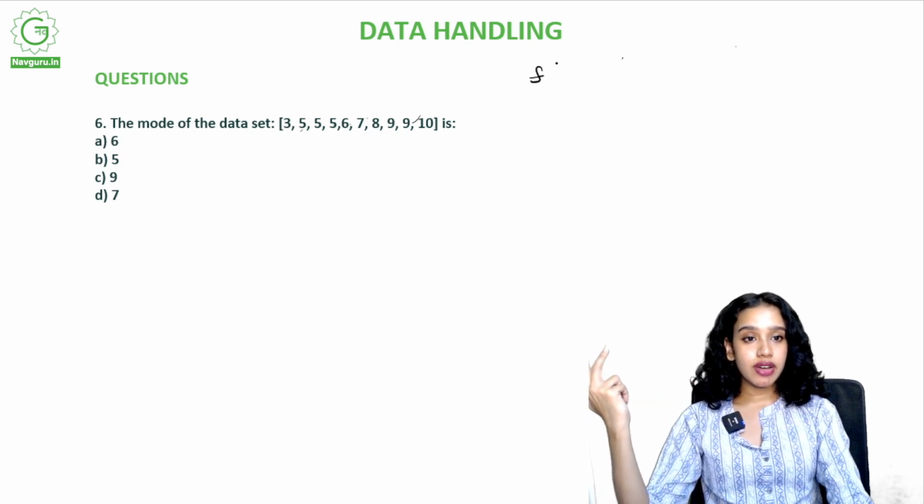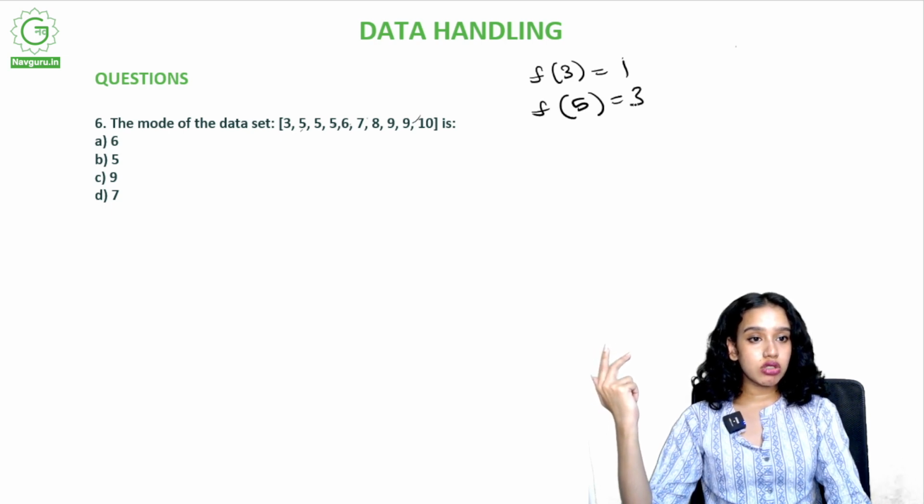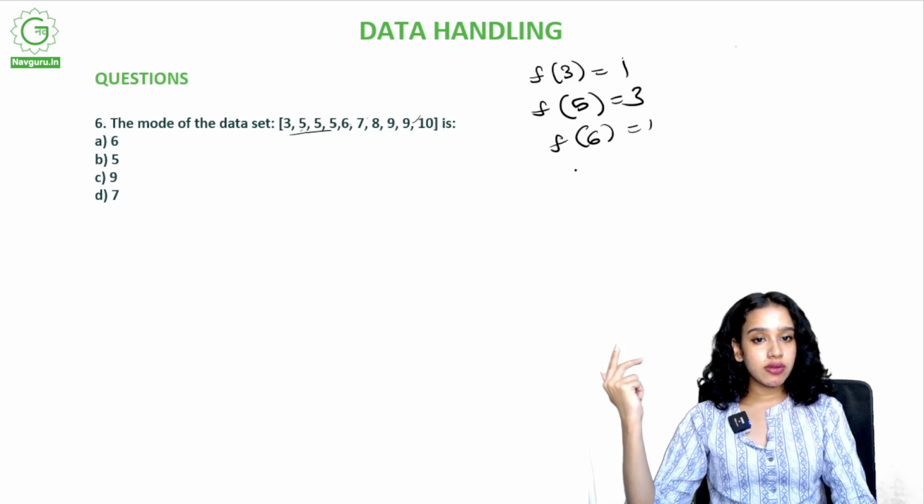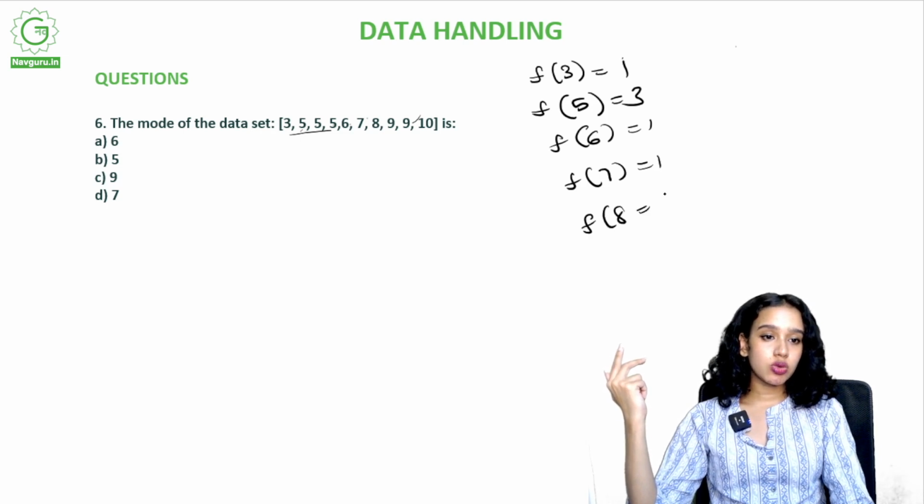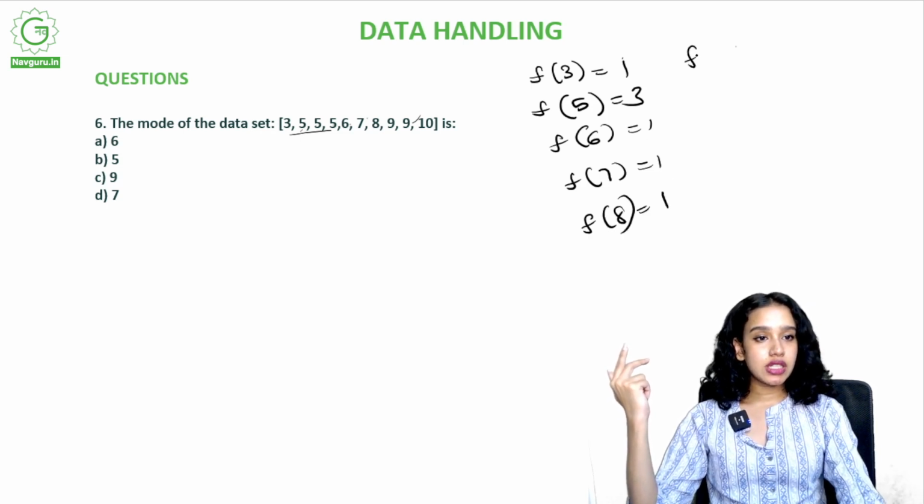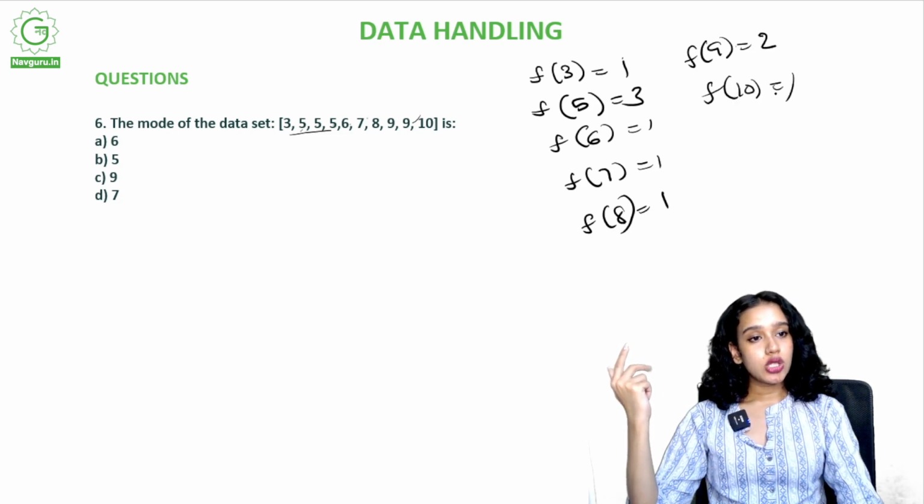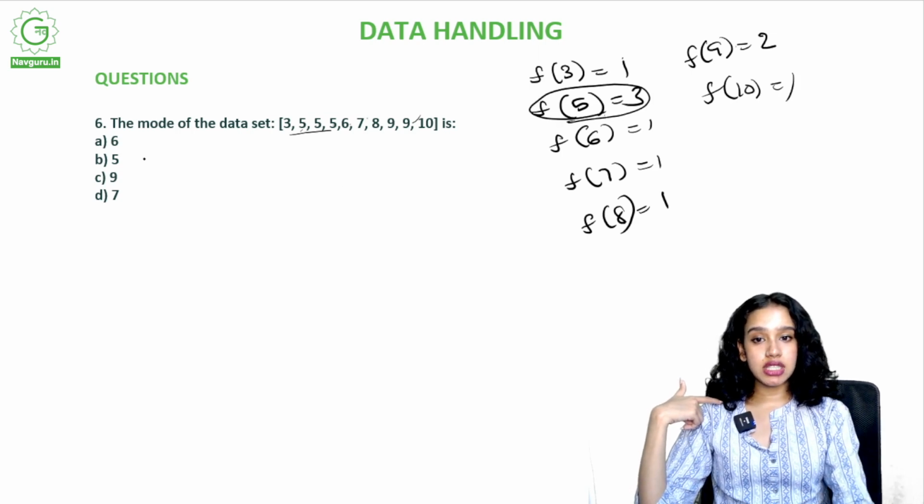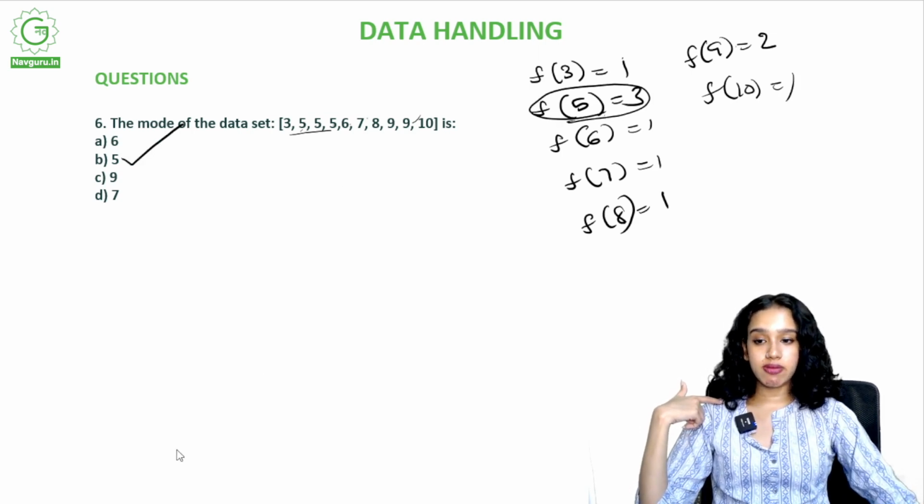So let's find the frequency. Frequency of 3 is equal to 1 because 3 is only given here one time. Frequency of 5 is equal to 3 because it's given here 3 times. Frequency of 6 is equal to 1, frequency of 7 is equal to 1, frequency of 8 is equal to 1, frequency of 9 is equal to 2, and frequency of 10 is equal to 1. So which has the higher frequency here? 5 has the higher frequency, which is 3 times, so the answer for this question is 5.